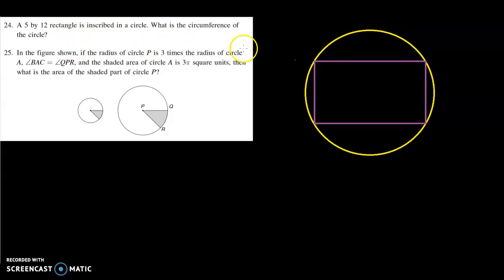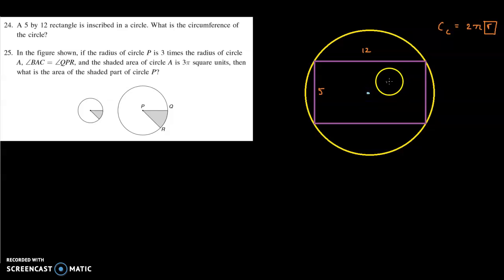Let's play this scenario out just for a moment. All right, it's a 5 by 12. So what that means is that this side length here is 5, and this side length here is 12. And the question is, what is the circumference of the circle? Well, we know what that is. The circumference of the circle is 2 pi r. We just need to figure out the radius. Once we know that, we're done. So let's see if we can do that.